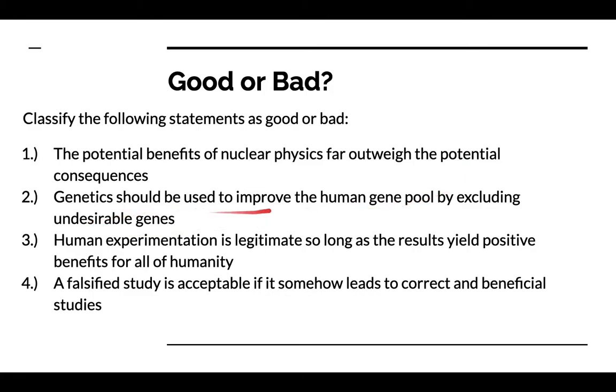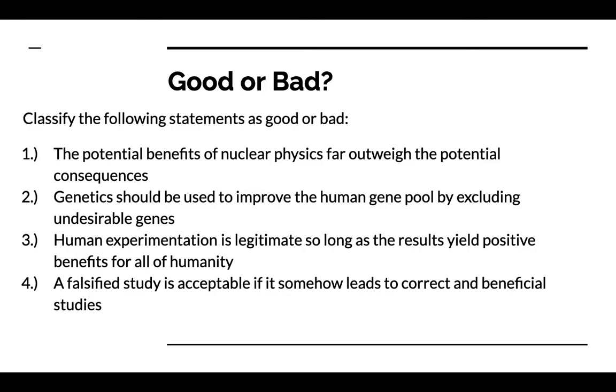All right, number two: genetics should be used to improve the human gene pool by excluding undesirable genes. So we have a good mix of yes and no here. Some people said yes. There are genetic disorders such as Huntington's disease and trisomy 21, also more commonly known as Down syndrome, that are caused by mutations in genes. In addition, cancer is caused by mutations in genes that cause essentially runaway growth in cells and cause the cells to become cancerous. So if we can exclude these undesirable genes through gene editing and gene therapy, that's better for humanity because we're removing genetic disorders and genetic mutations.